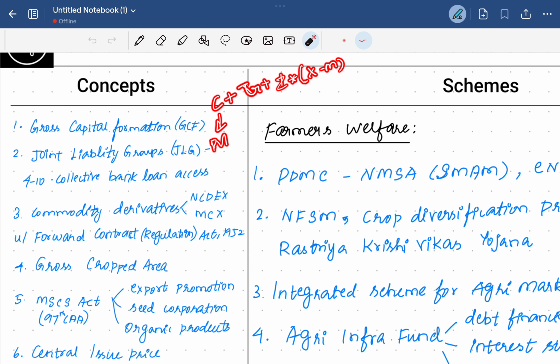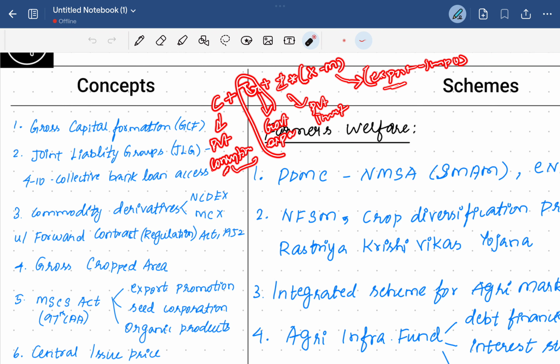C is for the private consumption, that is, the public consuming, doing expenditure for our consumption. Then G is the government's expenditure. Then I is the private investment, the companies which are doing the private investment. X minus M is the export minus import, that is the net exports.